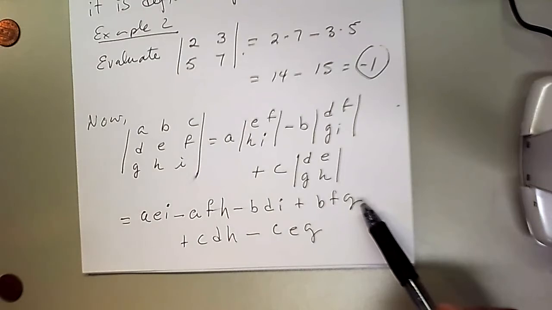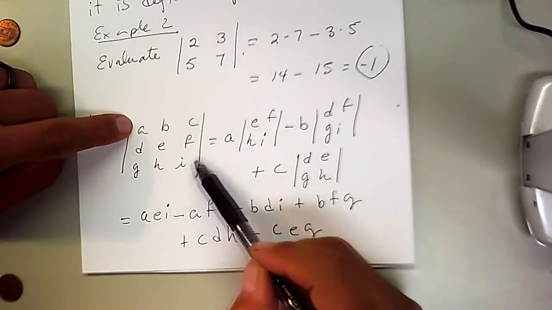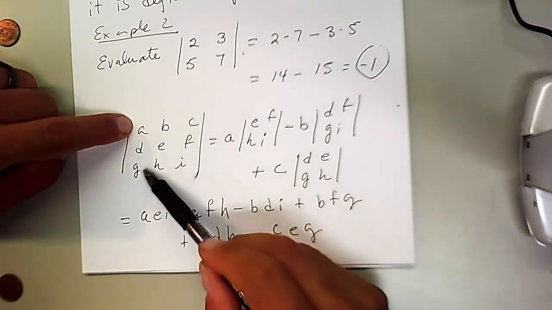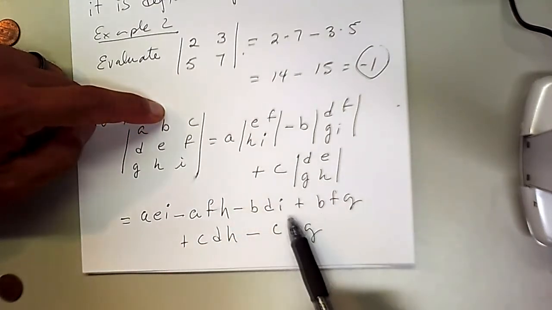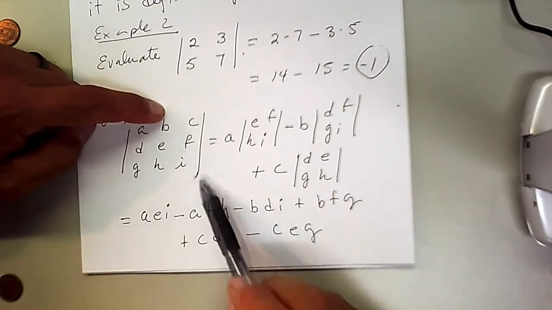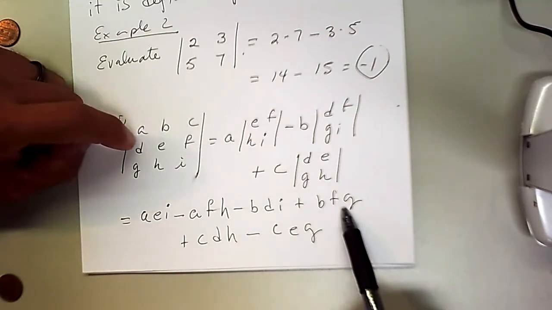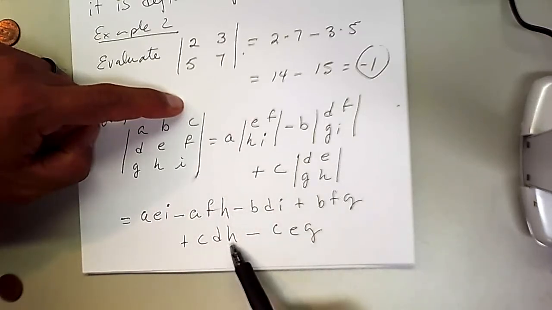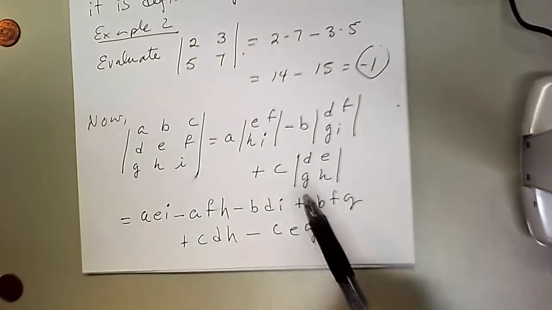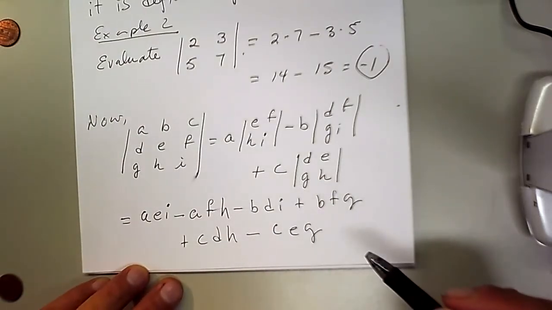The signs, let's see if we can view this. So A, E, I is positive, A, F, G is negative, B, D, I is negative, B, F, G is positive, and then C, D, H is positive, and this one is negative. So there's a little bit of a pattern going on here.